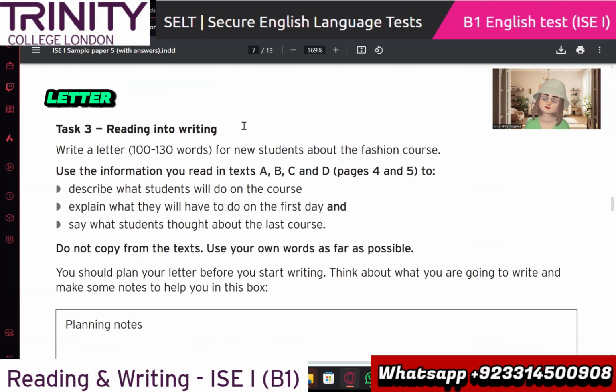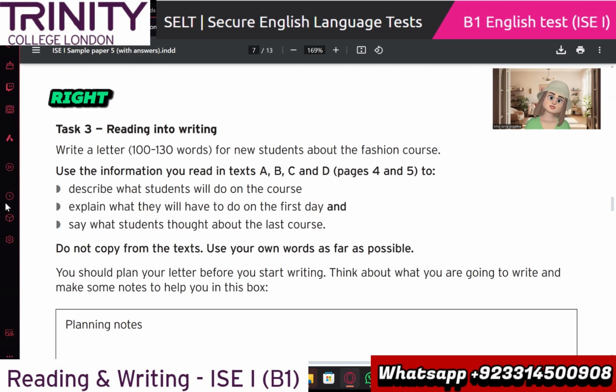Write a letter under 130 words from a new student about the fashion course. Choose the information you read in text A, B, C, and D, pages 4 and 5 to describe what students will do on the course, explain what they will have to do on the first day, and say what students thought about the last course.